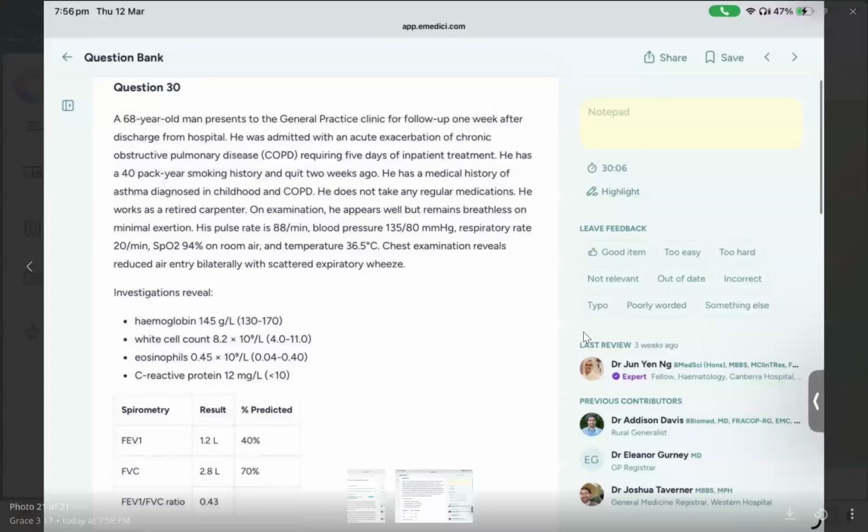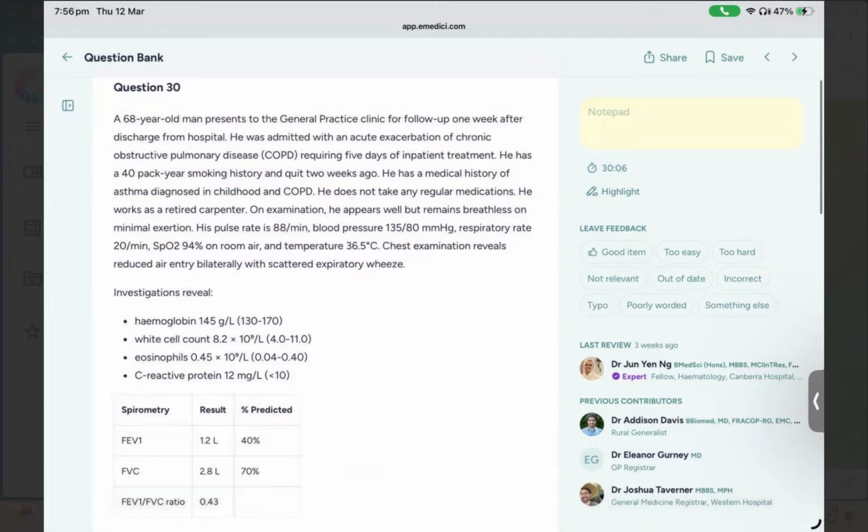Okay, so this is the question, right? A 68-year-old man presents to the GP clinic for follow-up, 1 week after discharge from hospital. He was admitted with an acute exacerbation of chronic obstructive pulmonary disease, requiring 5 days of inpatient treatment. He has a 45-year smoking history and quit 2 weeks ago, and he has a medical history of asthma diagnosed in childhood, COPD, and he does not take any regular medications.